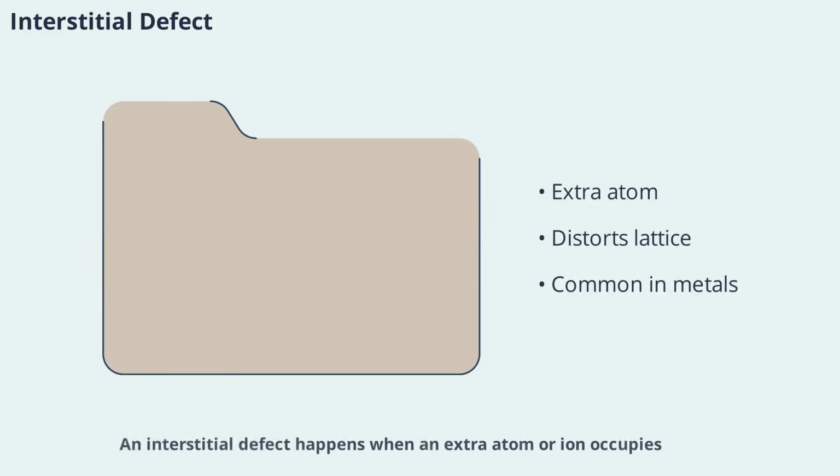The interstitial defect happens when an extra atom or ion occupies a space in the crystal lattice where it doesn't normally belong. This additional particle squeezes into the structure, causing distortions and affecting the material's properties. Interstitial defects are more common in metals and can influence hardness and conductivity.